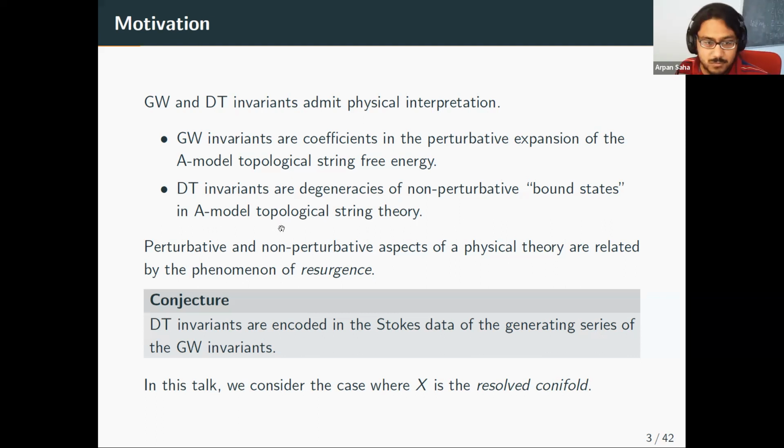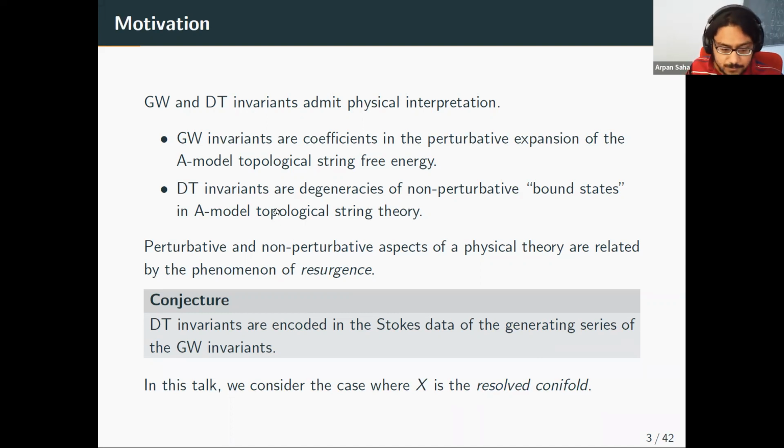Now, as was it Pranav who asked the question? Yeah, about the A-model. That's right. DT invariants. Okay. Anyway, so you might be wondering, aren't holomorphic curves B-model objects? So why are you counting holomorphic curves in A-model topological string theory, right?